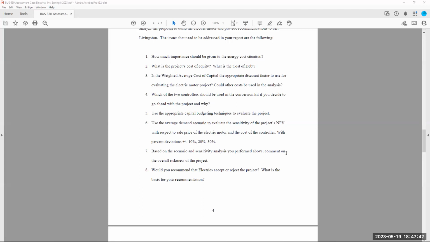Remember in case number 2, you had 3 sensitivity variables: the selling price per unit, the variable cost per unit, and the fixed cost. Now, in this case, you have two. One is pretty obvious, the sale price of the electric motor. That's pretty well given. The second one requires a little bit of thinking. The cost of the controller is your sensitivity number.